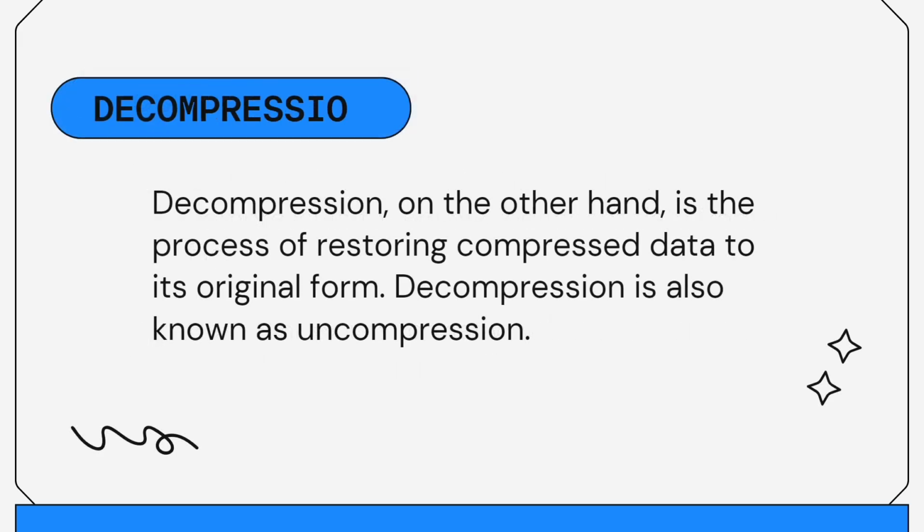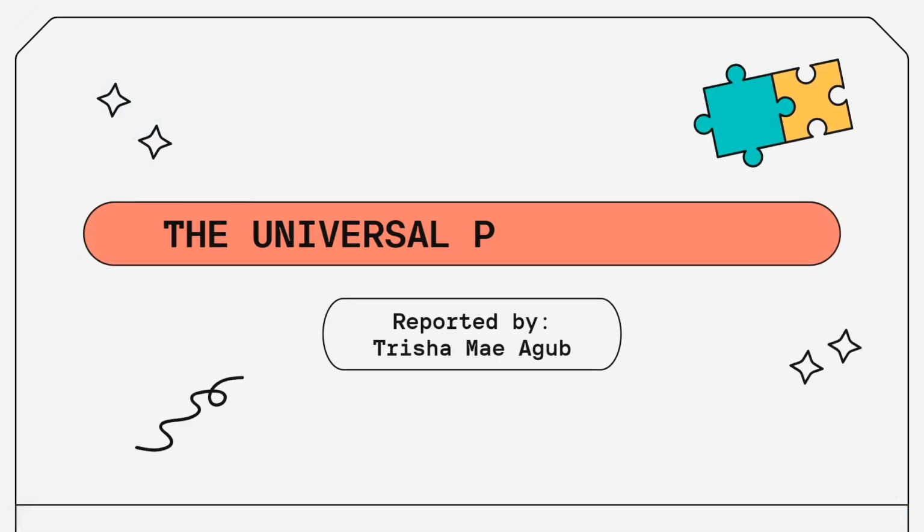So next, kung may compression, of course may decompression, wherein yung compressed file ay nire-restore natin to its original form. It is also called uncompression. So next, we have the universal product codes.